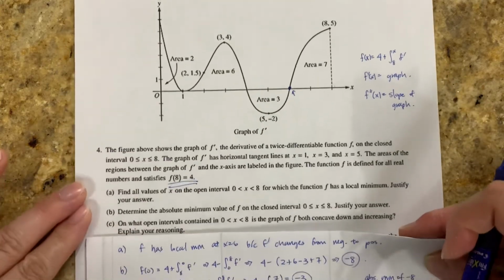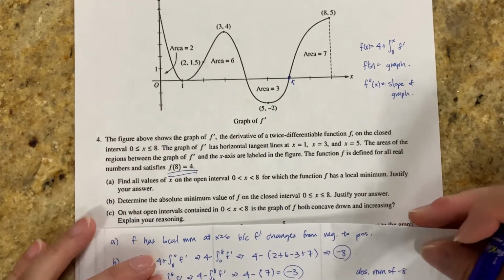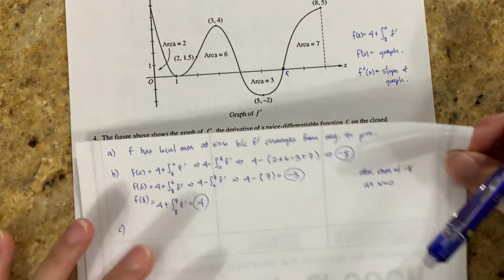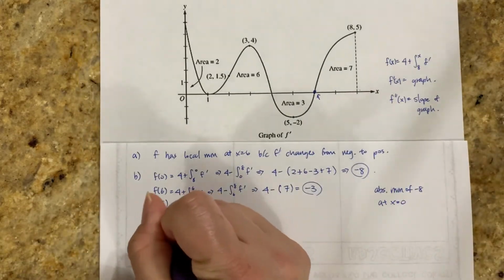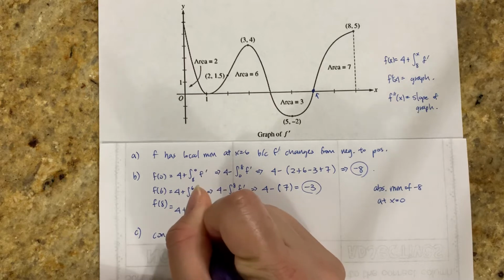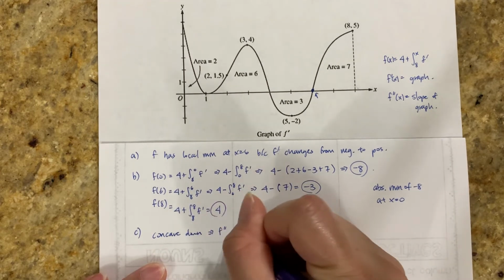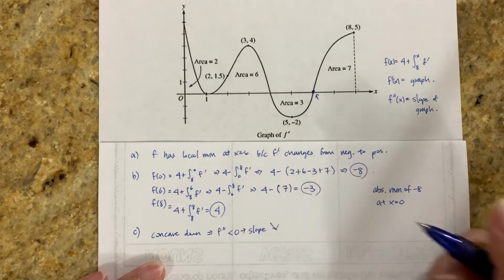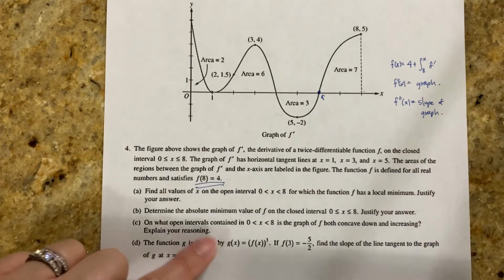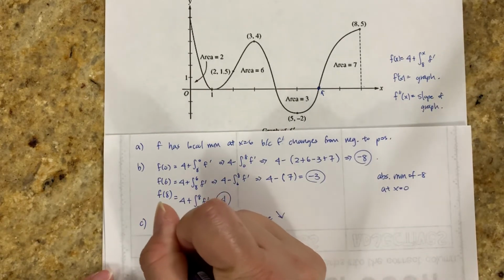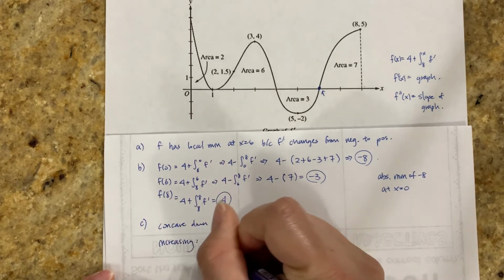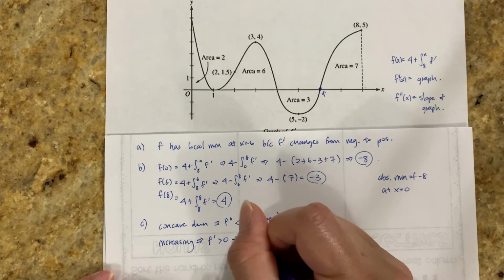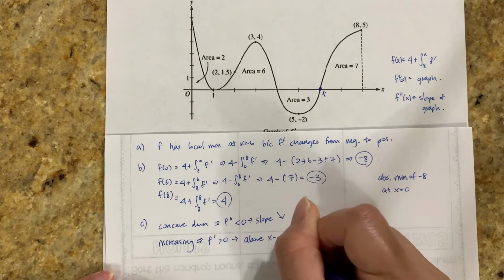Okay. What open interval contained in 0 to 8 is the graph both concave down and increasing? Explain your reasoning. All right, so let's see. I want concave down. What does that mean? That means that f double prime is negative, which means in my picture, the slope has to go down. Okay, all right. What else? I want increasing. So if it's increasing, that means f prime is greater than 0. What does that mean? That means in my graph, it has to be above the x-axis.